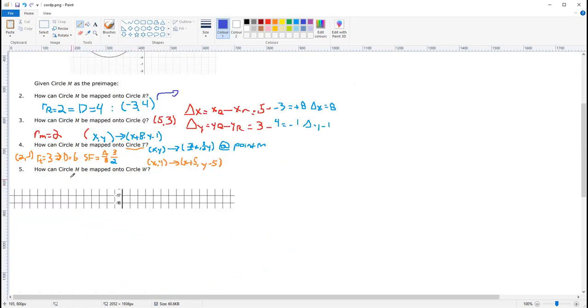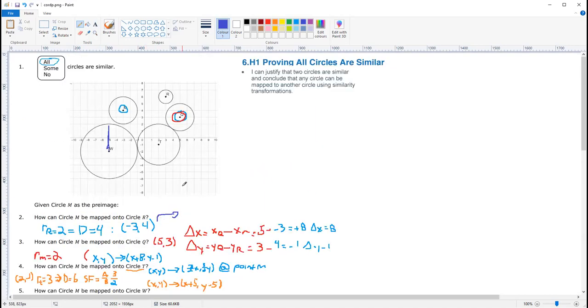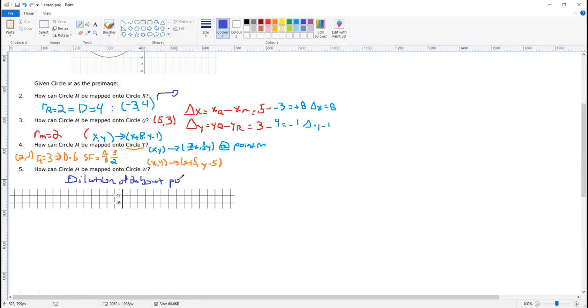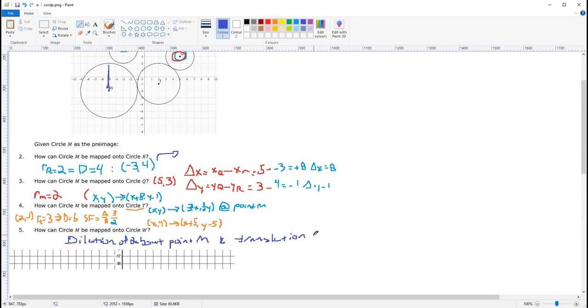All right. So my dilation of 2 about point M, and translation downward.